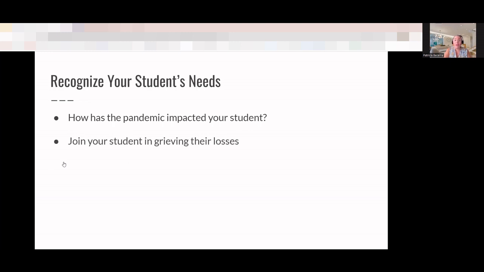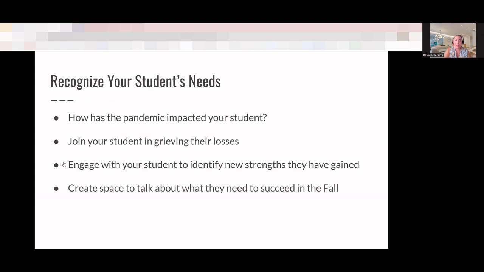And again, if we do have students that are continuing to grieve, we want them to have that sense of communicating that loss. We still want to engage with them on what are the strengths they gained during this past time of coping with the ongoing uncertainty, and how can they keep using those skills in this transition. And so again, just creating that space to talk about what they feel they may need to succeed in the fall.